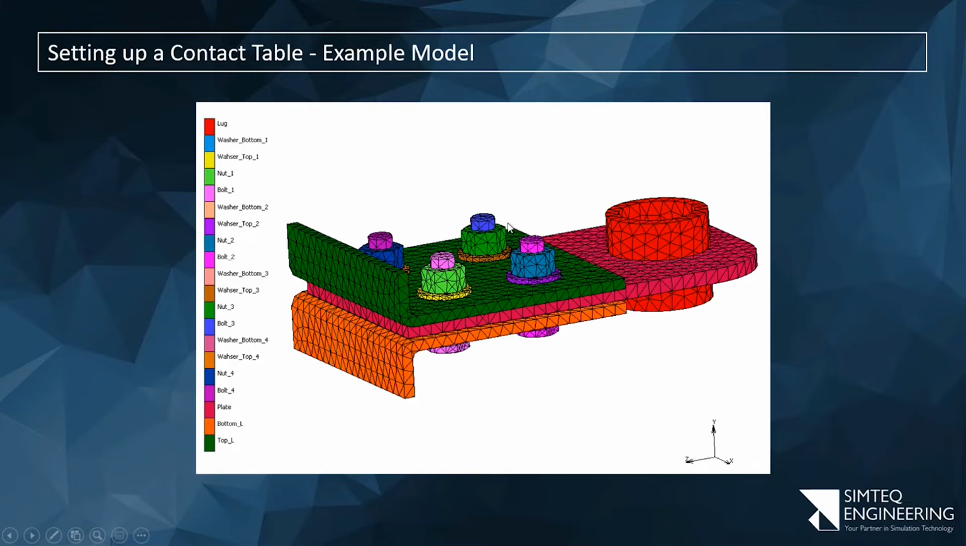In this case, I've imported the model, set up all the contact bodies, and given them names that hopefully make sense. If I look at, for example, the washer at the bottom of one, it doesn't really matter which one, but I chose it so that the top washer will be washer top number one and the bottom one will be called washer bottom number one, and the bolt one and the nut one and so on. Any names would have worked. This is just to make it a bit easier.